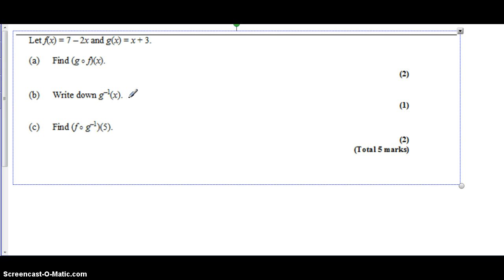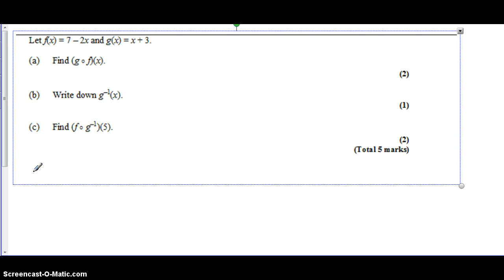So if you forgot how to find the inverse, please watch that video. And part C is then, once you found the inverse, they want you to find the composite of f of the inverse of 5. So in this video, I'm only going to talk about part A, but I wanted you to see that sometimes these are put together in one part in a 5-point question on the IB exam.